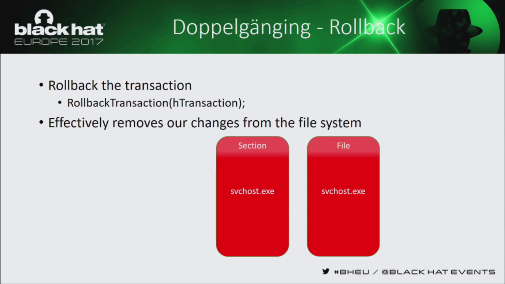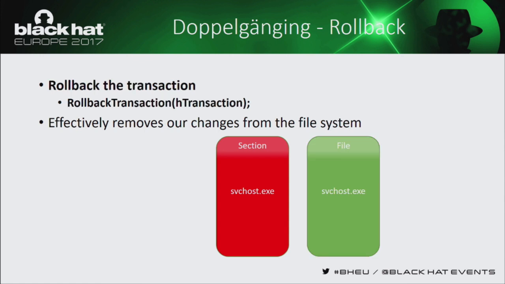At this point, we can move on to rollback, which is, as we talked about before, when you're working with transactions, when you're done, you need to decide if you want to commit the transaction and save the files to the disk, or if you want to roll them back because you ran into some kind of error. In our example, we have no interest in committing the transaction because we don't want anybody to see the changes we made to the file. So what we're going to do here is we're going to roll back the transaction. The file becomes green again and clean, and this effectively removes all of our writes from the file system.